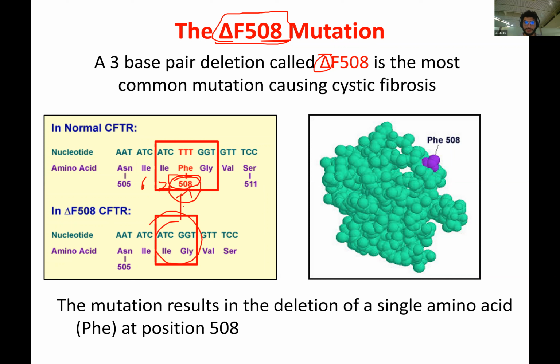There used to be a phenylalanine over here. Now it's gone, and this missing phenylalanine causes cystic fibrosis. This specific deletion prevents the channel from opening. It used to be able to open. Now it can't, so chloride can't go out, and this is what produces cystic fibrosis.